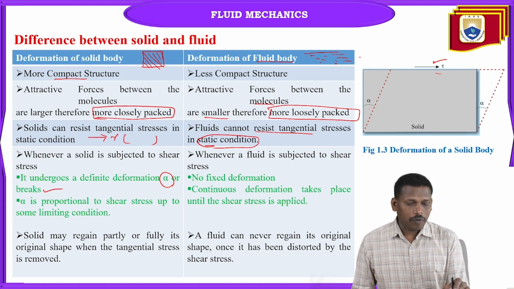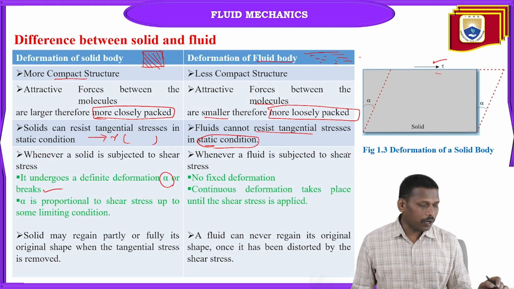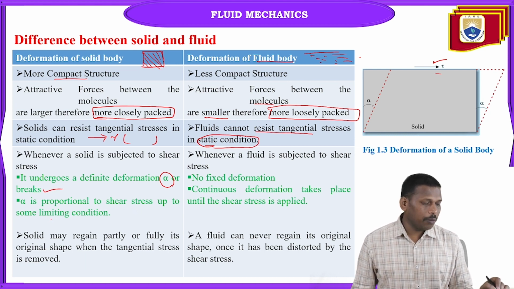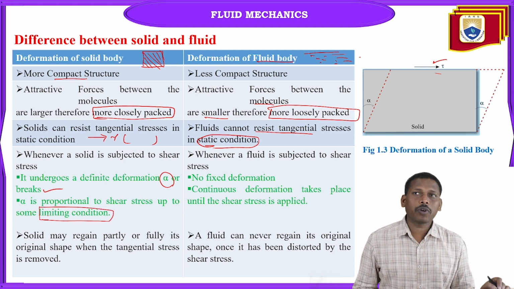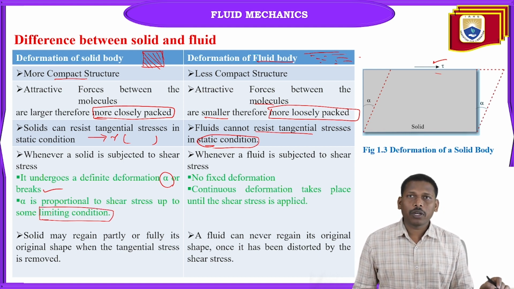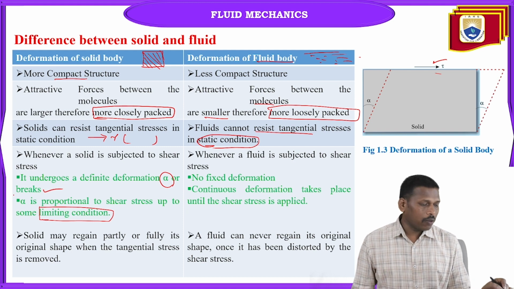It may undergo definite deformation, alpha here, and sometimes, if the applied load is more than the internal resistivity of the body, then it is going to deform and break. And alpha is proportional to the shear stress up to some limiting condition. The limiting condition is because when the resistivity power of this particular solid body is less than the applied shear stress, then the body will break. So that's why it is up to a certain limit only.